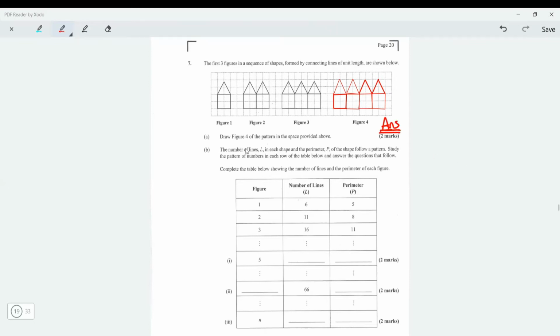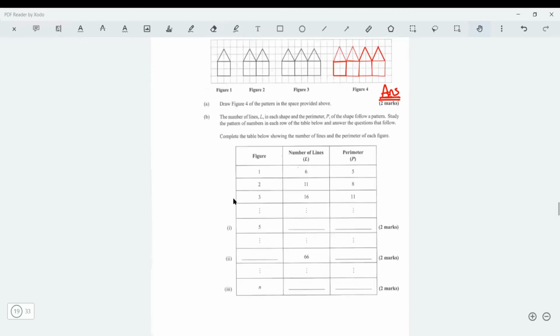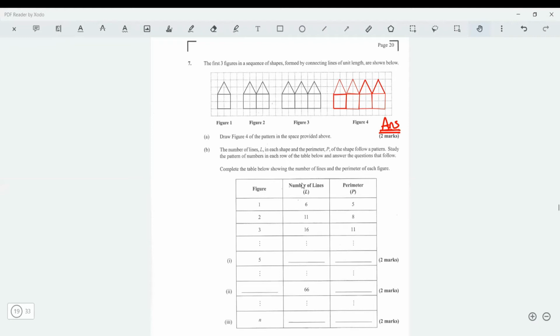The next part says, the number of lines L in the shape and the perimeter P is given below, and we need to complete this table right here. I know I didn't read everything, but I pretty much read the summary of what's going on. As we can see, the number of lines is 6 in figure 1. If you add it up, 1, 2, 3, 4, 5, 6. So you can actually just add them and see that each is true. So there are 6 lines for figure 1, and the perimeter is 5.